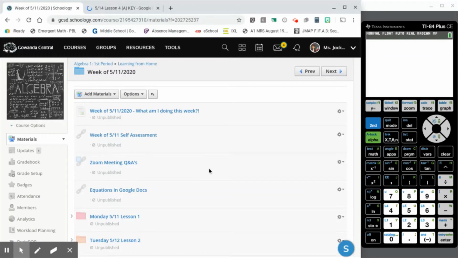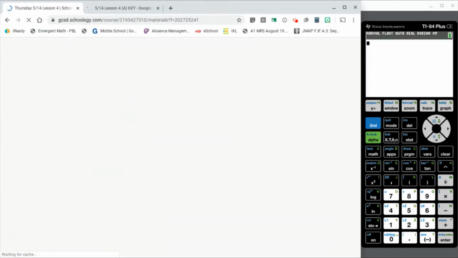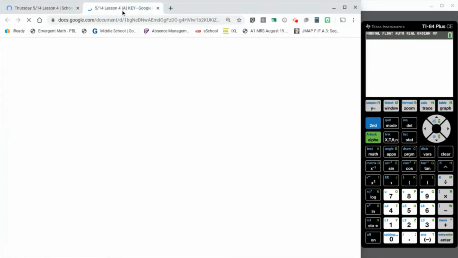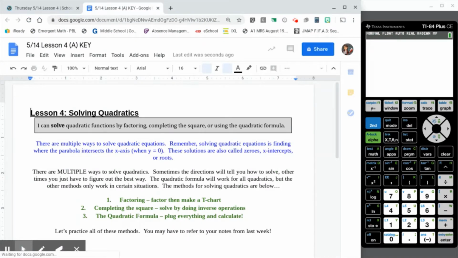All right, so today we are on our last lesson, lesson four. Again, it's like a practice. There's nothing new to be taught today, just a practice with what we have talked about this week and last week. So clicking on those lesson four notes, we are just solving quadratics. So I can solve quadratic functions by factoring, completing the square, or using the quadratic formula.